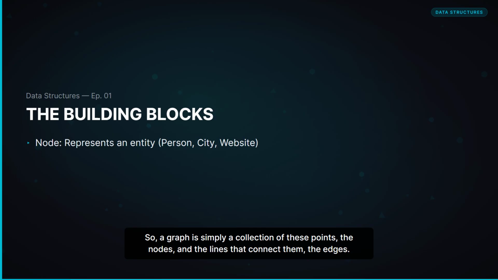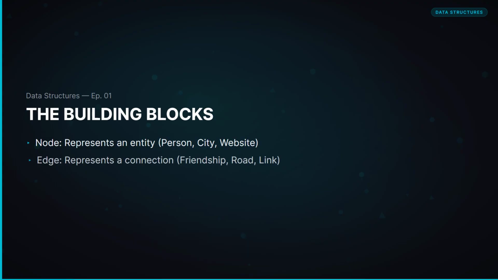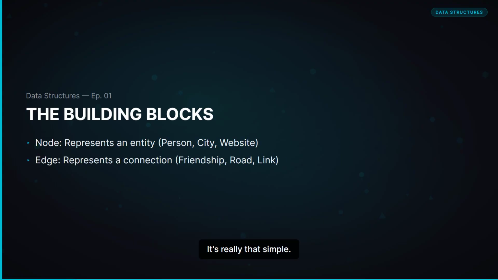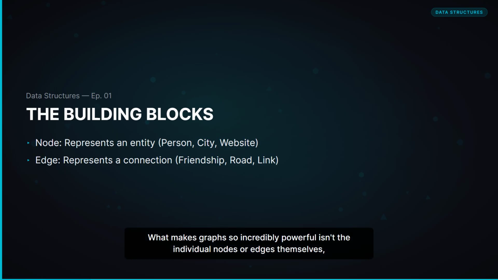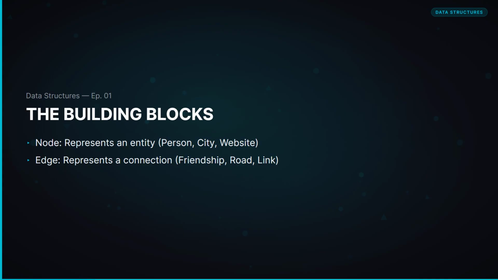So, a graph is simply a collection of these points, the nodes, and the lines that connect them, the edges. It's really that simple. A person on social media is a node. Their friendship with another person? That's an edge. A website on the internet? Node. The hyperlink that takes you to another page? Edge. What makes graphs so incredibly powerful isn't the individual nodes or edges themselves, but the network they form.